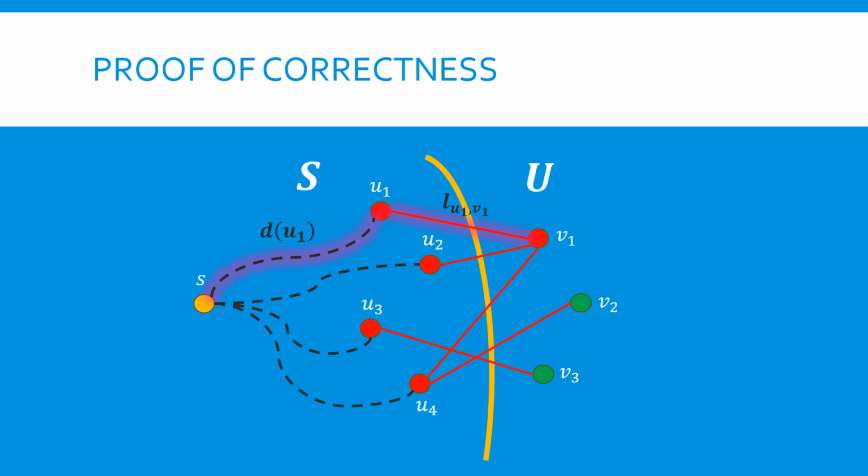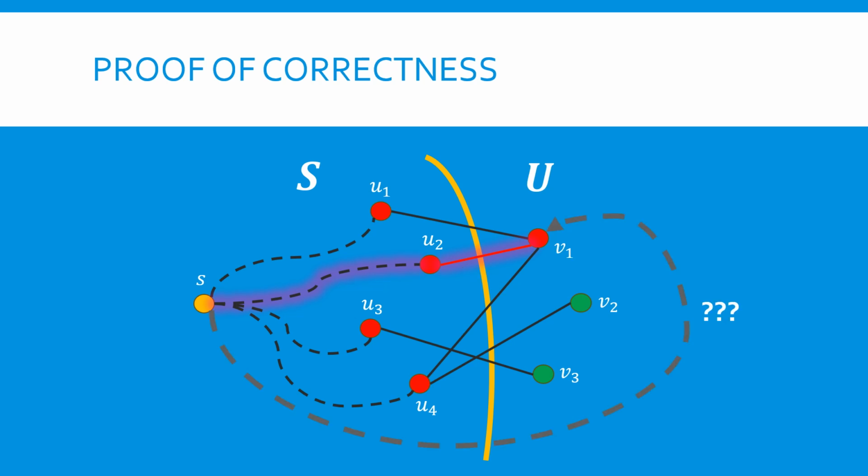For example, the total cost of the path induced by the edge U1V1 is the cost of the path SU1, or D(U1), plus the weight of the edge U1V1, or L(U1,V1). Then, the algorithm will visit the candidate node with the minimum total cost. For example, if D(U2) plus L(U2,V1) is the minimum total cost, the algorithm will visit V1 and record D(U2) plus L(U2,V1) as the shortest path length to V1.